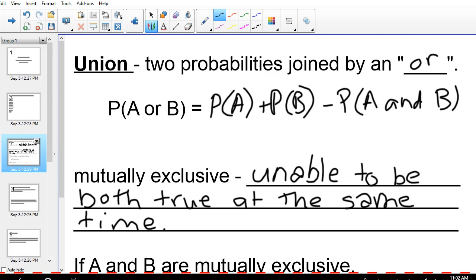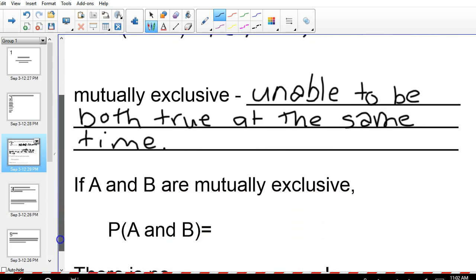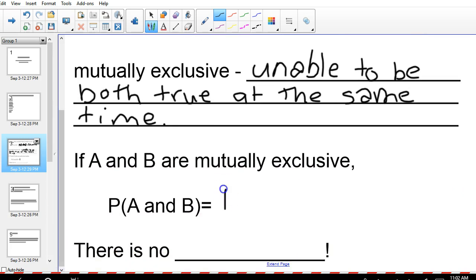You are either a student at Elkin High School or you are not a student at Elkin High School. You can't be both at the same time, right? So categories that are mutually exclusive cannot be both true at the same time. Brandon Cosby is either in this classroom or not in this classroom. He cannot be both in this classroom and in the front office at the same time, right? So if A and B are mutually exclusive, then you could just use the rule of the probability of A plus the probability of B.